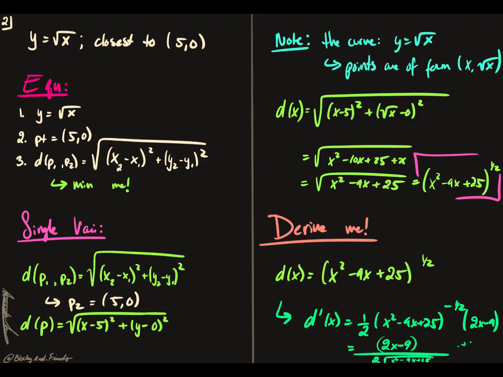So you know your first equation is y is equal to root x. 2, you know your point is 5 comma 0. And 3, you know distance of point 1 and point 2 is equal to the square root of x2 minus x1 squared plus y2 minus y1 squared. You want to optimize this, right? Because you're trying to minimize. Okay, now you want to turn all of this into a single variable situation because that's easier.